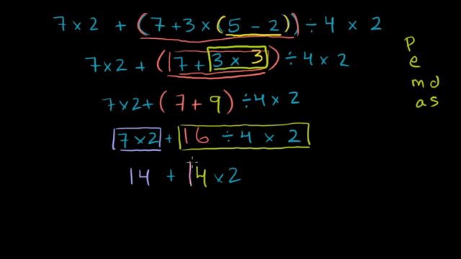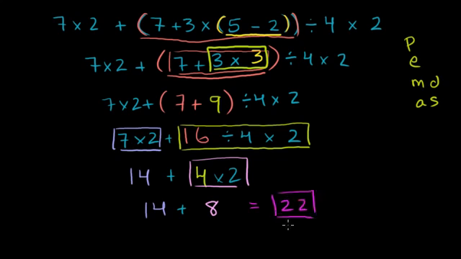So this is going to simplify to, because multiplication takes priority over addition, 8. And so you get this 14 right here, plus 8. And what's 14 plus 8? That is 22. That is equal to 22. And we are done.